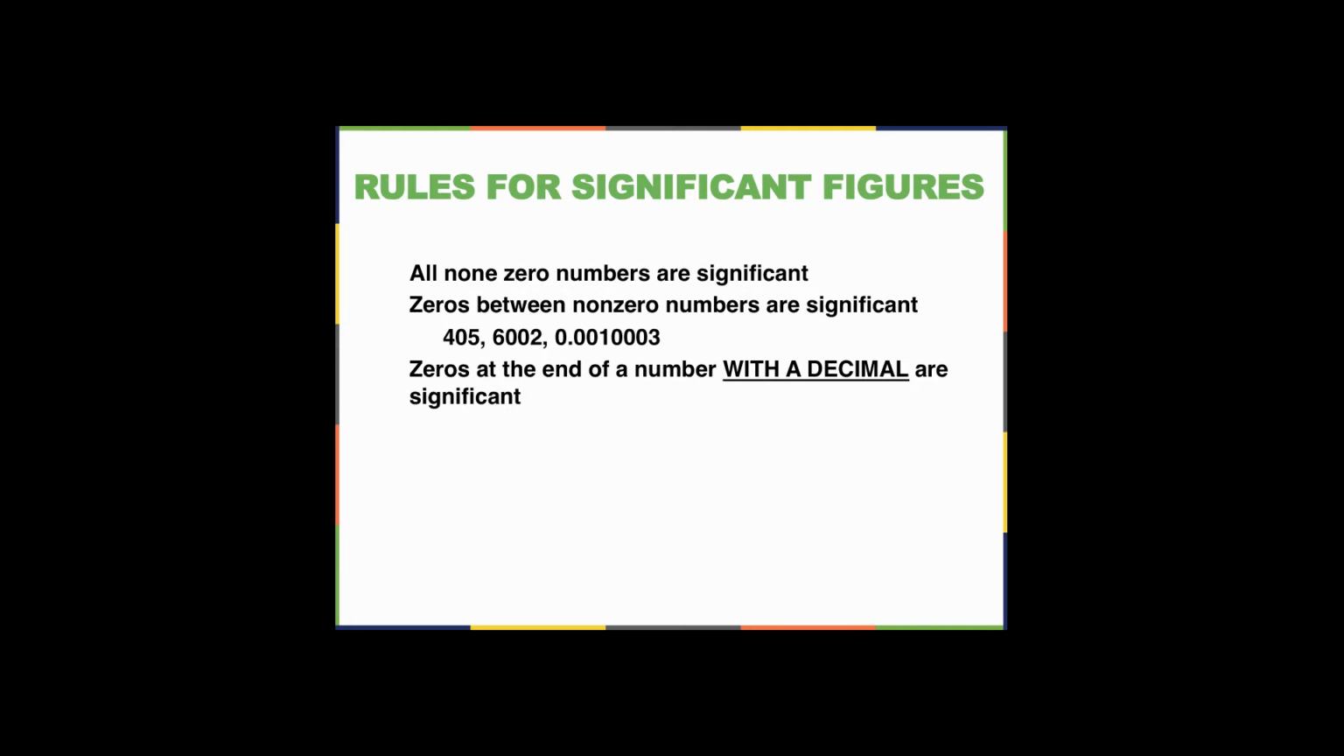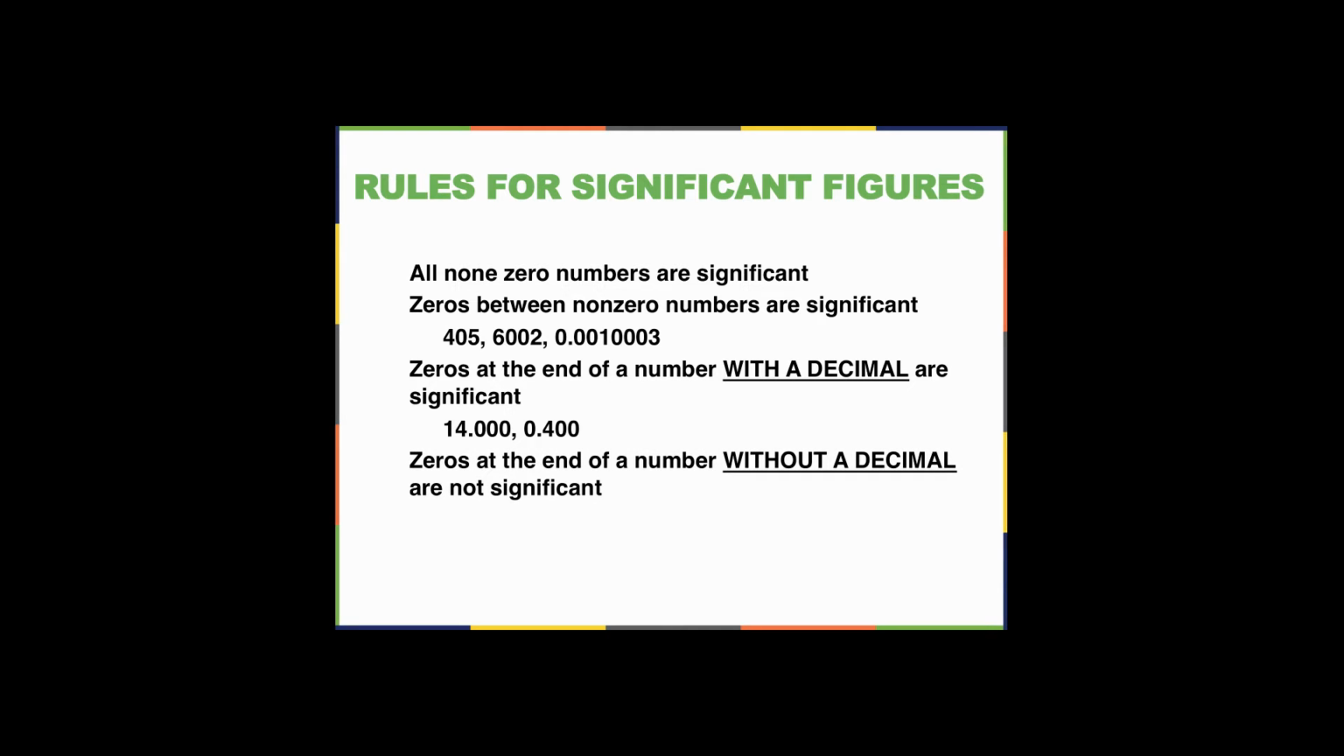Zeros at the end of the number, extremely important, with a decimal, are significant. And so here we have 3 zeros at the end of this 14. There's a decimal here, and so those 3 zeros are all significant. The next one shows 2 significant zeros and 1 non-significant zero. The first 0 is not at the end, and so it's still not significant. But the other 2 are at the end, and there is a decimal present, and so they are significant.